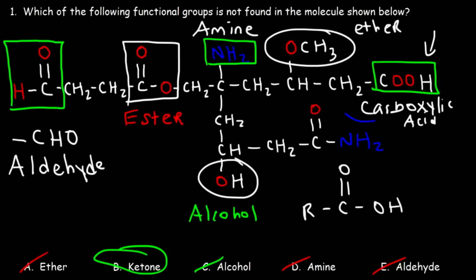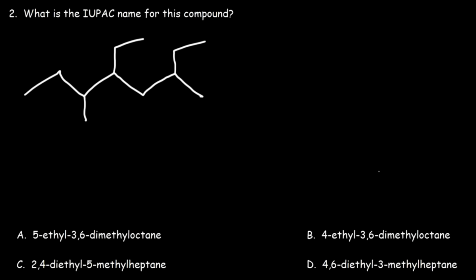And what about this group? What is this group called? So as you can see, if you see a carbon attached to an NH2 group, that's an amine. If you have an NH2 group attached to a carbonyl group, that is known as an amide, which is not listed. So therefore, answer choice B is the right answer for this problem.